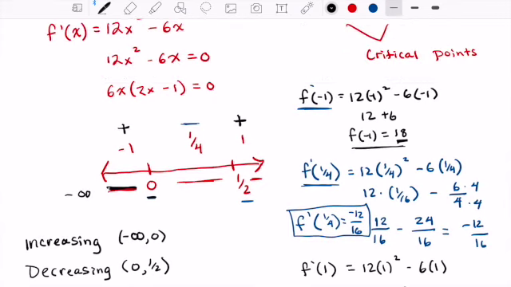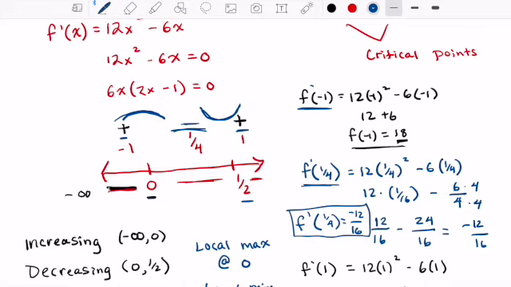And then we can also look at this. In order to go from positive to negative, we have a maximum, because we're going from increasing to decreasing. So right there at 0, we have a local max. And then we go from a decreasing interval to increasing, and that occurs at a minimum. So we have a local minimum at 1/2.